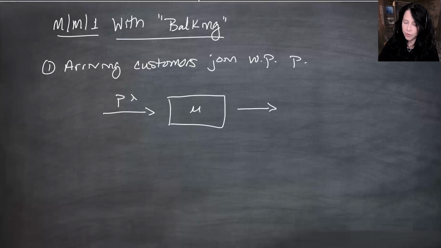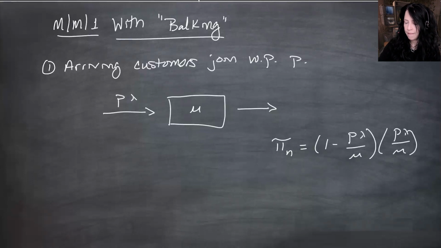And so we know that the long run probability of there being n people in the system is just the geometric, but our lambda has been replaced with P times lambda. This is for n equals 0, 1, 2 on up.